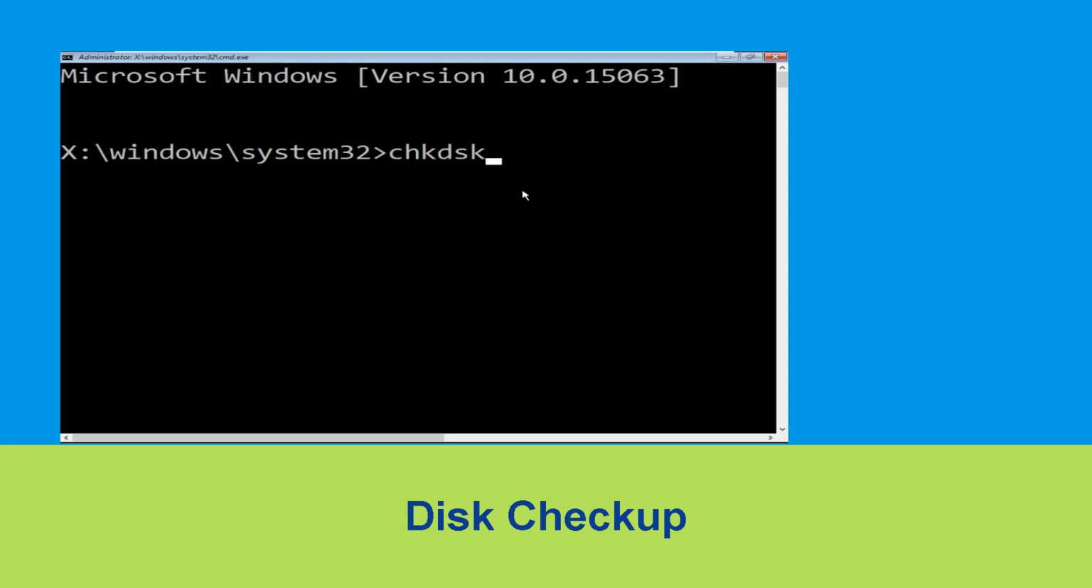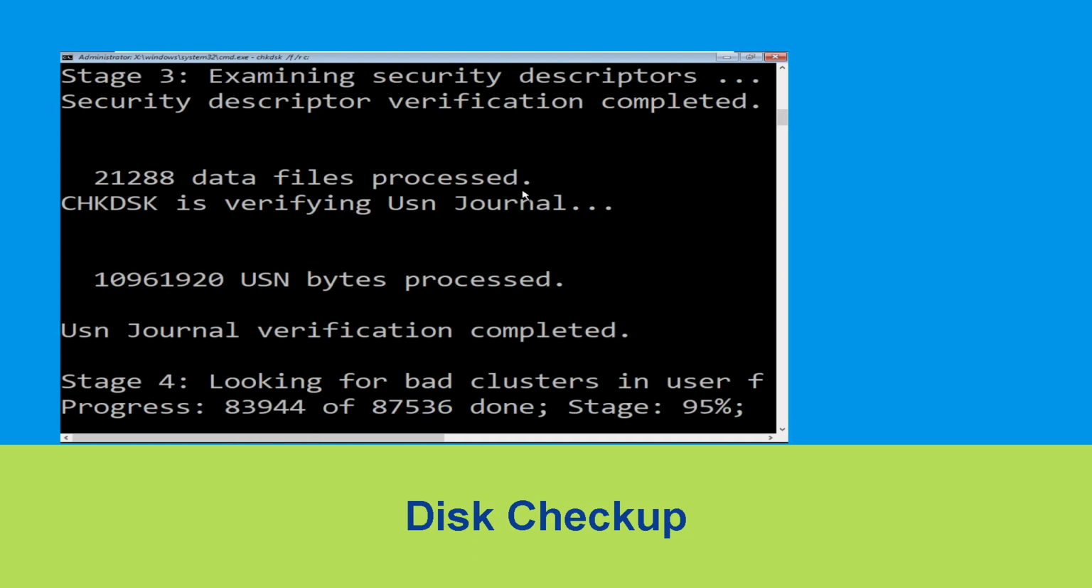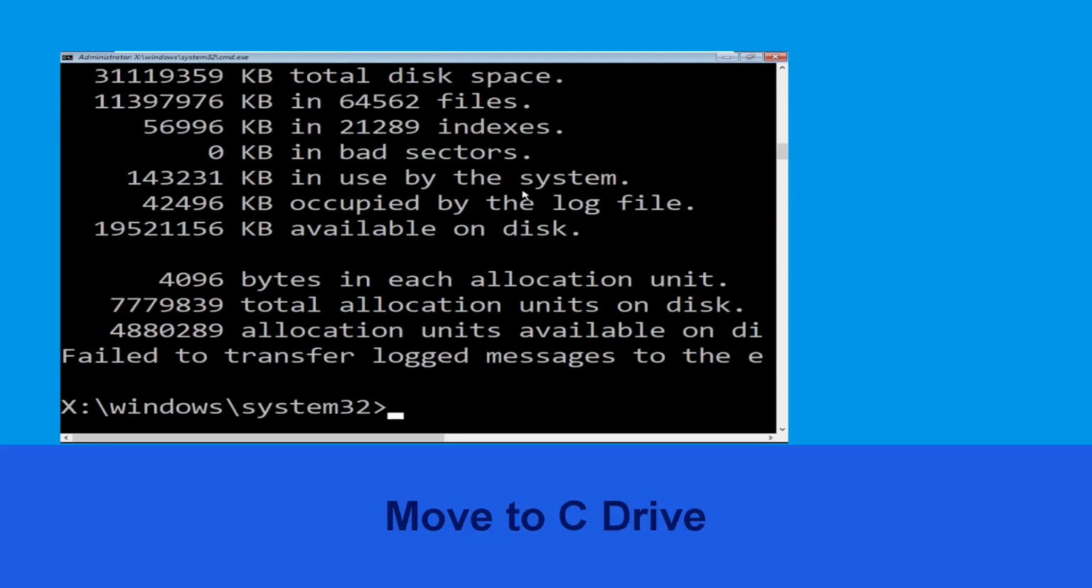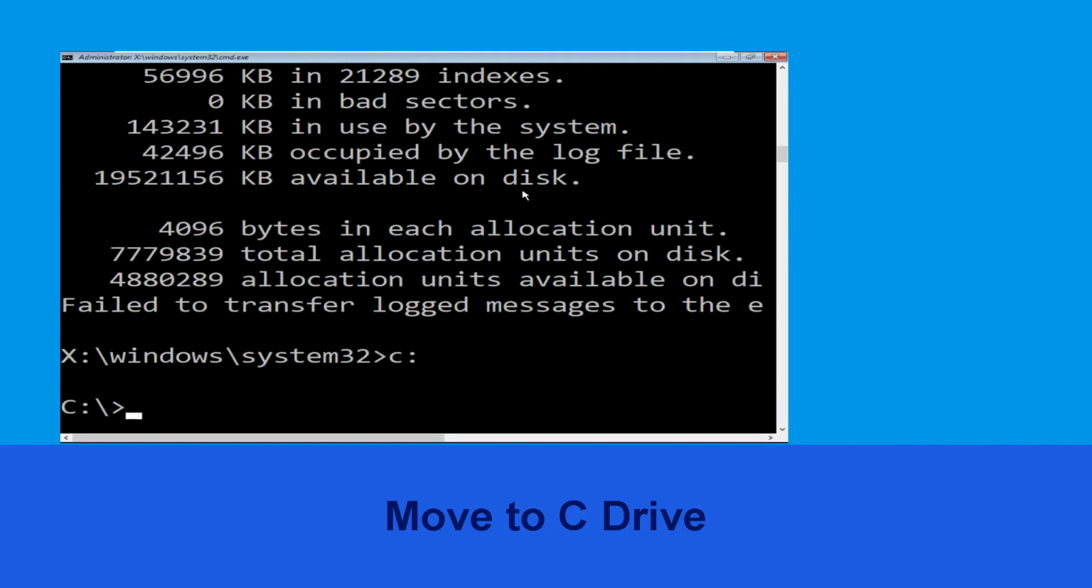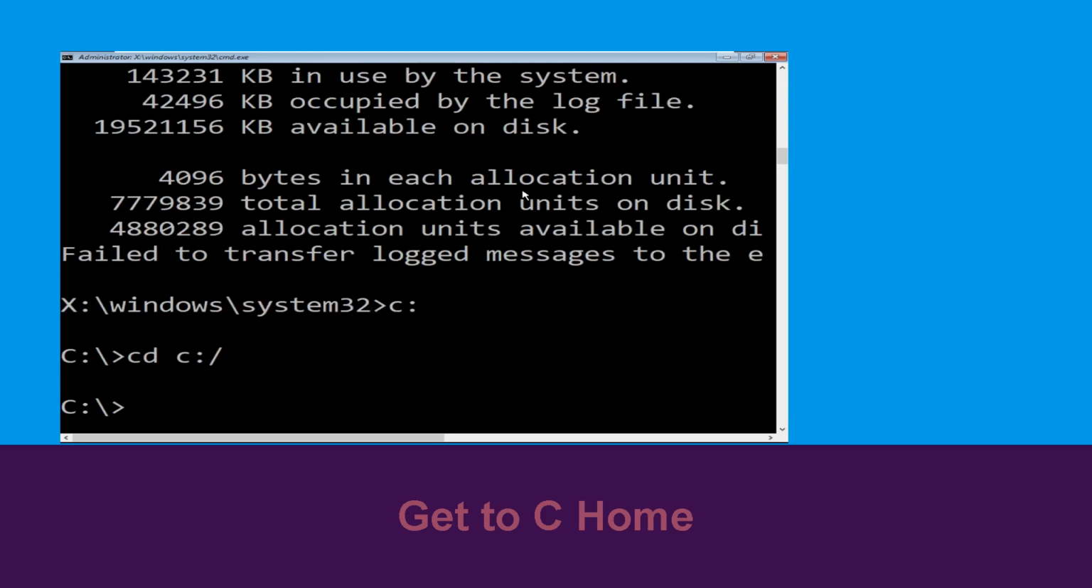Type chkdsk /f /r c: and hit enter to execute this command. Type c: then hit enter. Then type cd space c: / and hit enter.